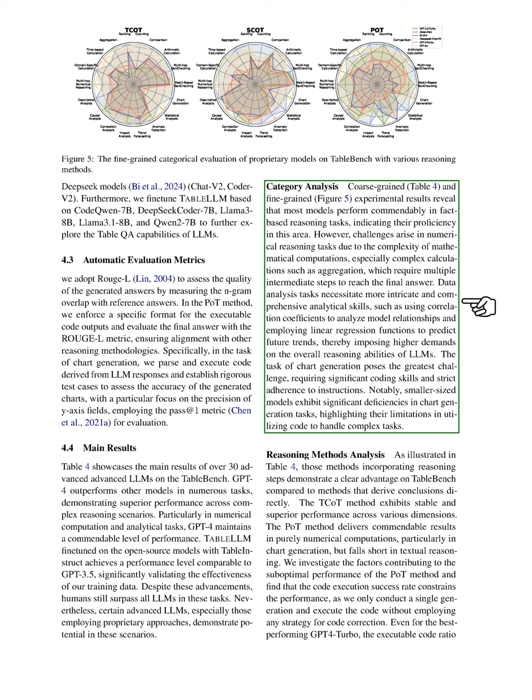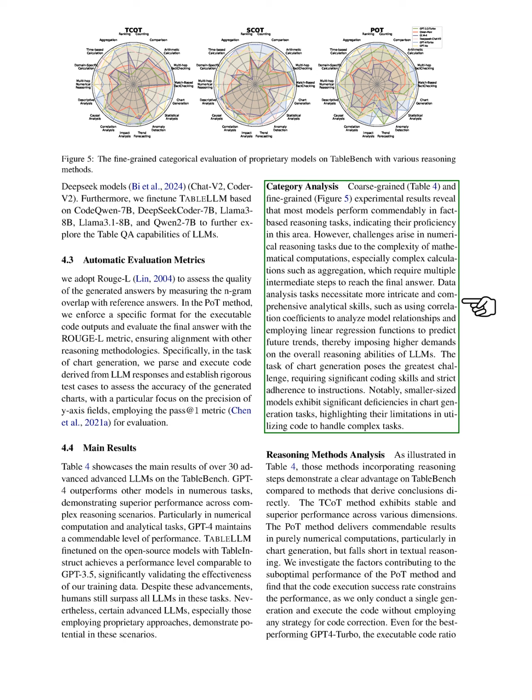In our category analysis, we find that most models excel in fact-based reasoning tasks, but struggle with numerical reasoning due to the complexity of mathematical calculations, especially those requiring multiple steps. Data analysis tasks demand more sophisticated analytical skills, such as using correlation coefficients and linear regression, which challenge the reasoning abilities of LLMs. Chart generation is particularly difficult, requiring strong coding skills and strict adherence to instructions. Smaller models show significant weaknesses in this area, indicating their limitations in handling complex tasks.